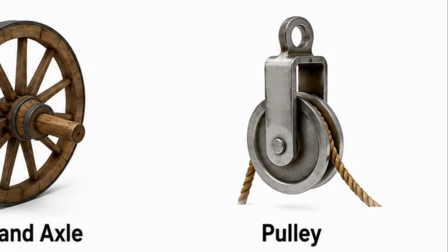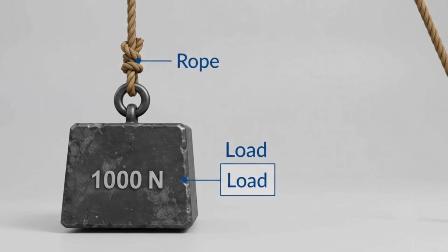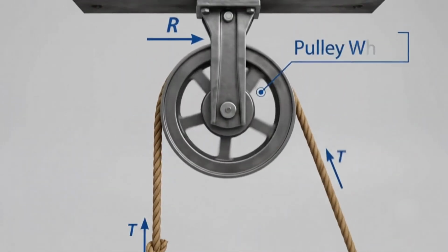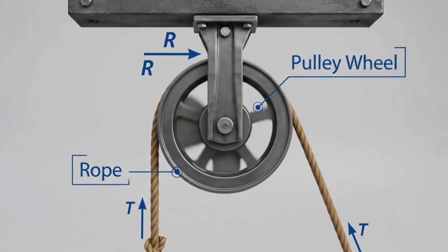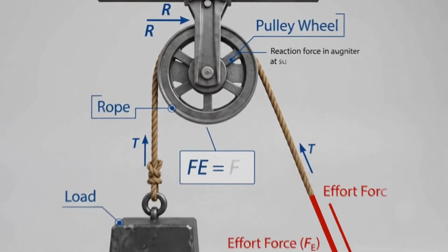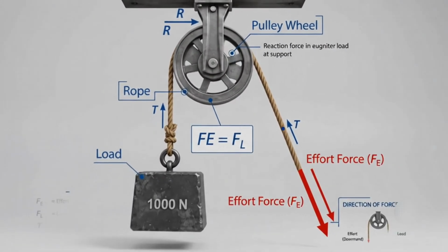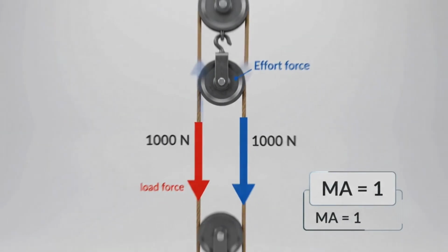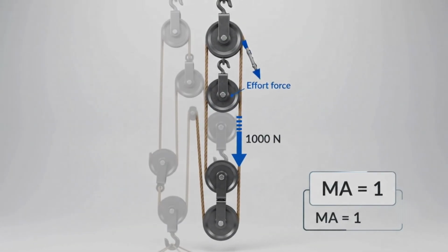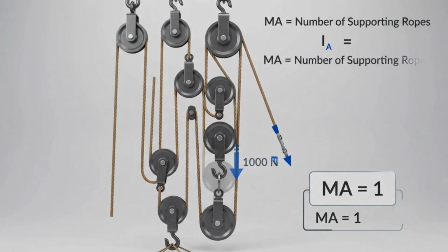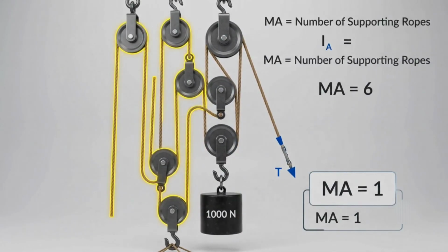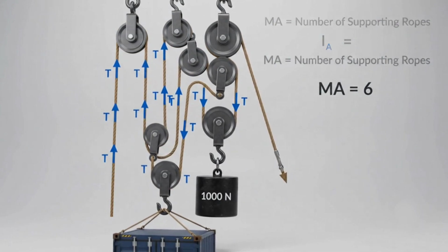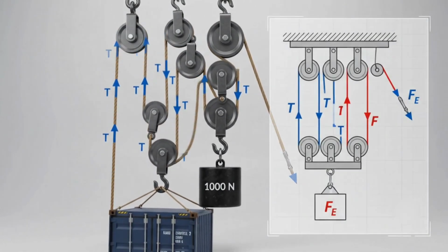Pulley. A pulley is a rotating wheel designed to guide a rope, cable, or chain. Its main function is to change the direction of force or increase mechanical advantage. In an ideal pulley system, the mechanical advantage equals the number of supporting rope segments. MA equals number of supporting ropes. A single fixed pulley has a mechanical advantage of 1, meaning it changes only the direction of force.